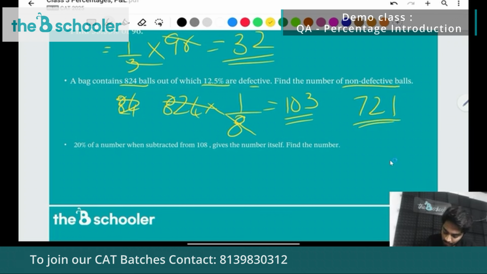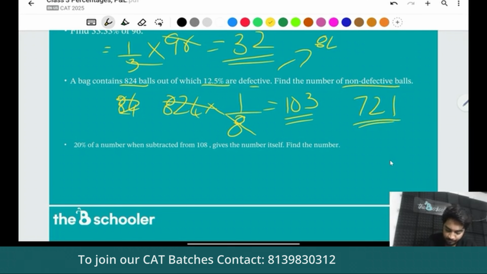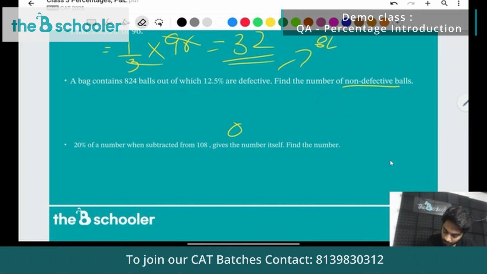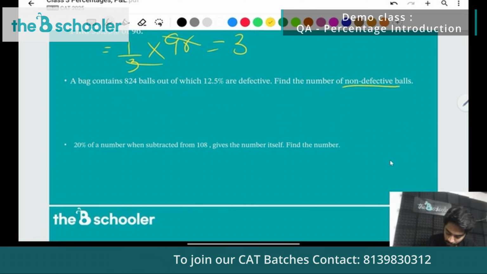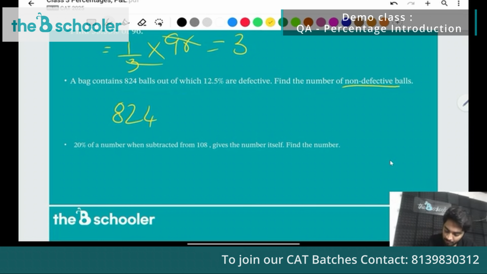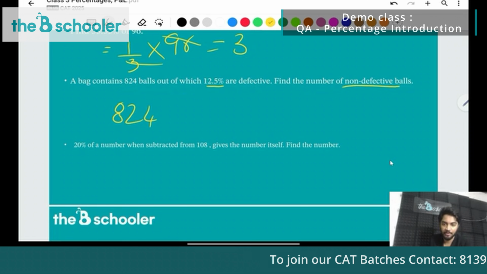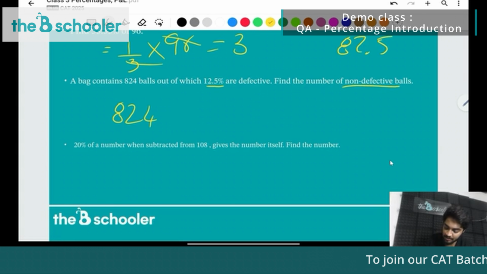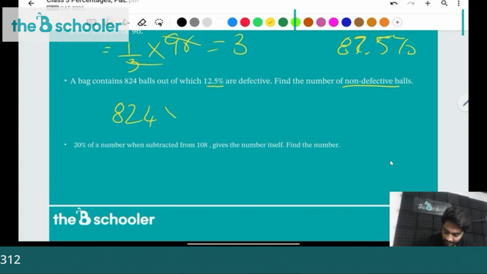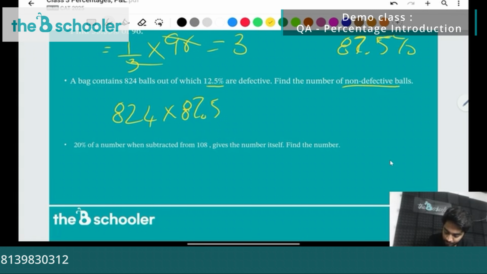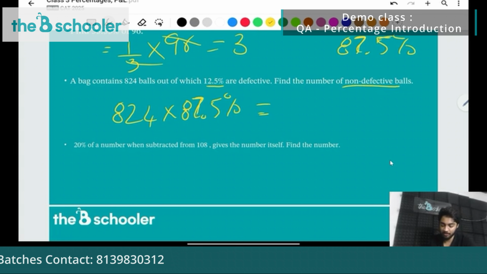Another way of doing this: again, 824 balls, defective 12.5 percentage, so everything else is non-defective. Take 100 minus 12.5 and you will get 87.5 percentage. So the percentage of balls that are non-defective is 87.5 percentage. So 824 into 87.5 percentage. If you try to calculate this, you will need a calculator at least, which is where you will take more time.